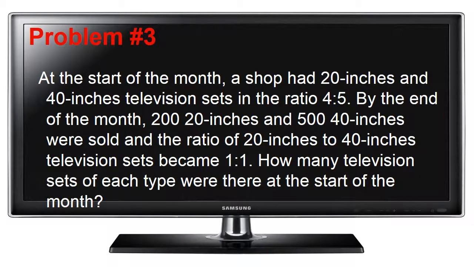Problem number 3. At the start of the month, a shop had 20 inch and 40 inch TV sets in the ratio 4:5. By the end of the month, 200 20-inch and 500 40-inch TV sets were sold, and the ratio of 20 inch to 40 inch TV sets became 1:1. How many TV sets of each type were there at the start of the month?